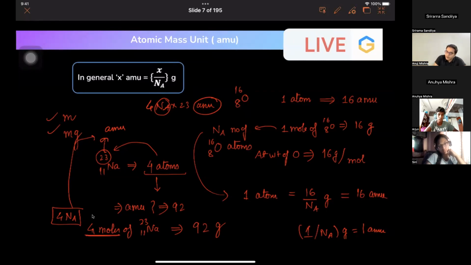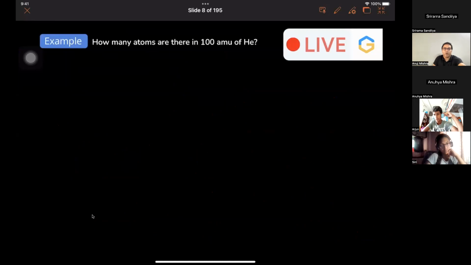And 1 AMU is how many grams? Look at this relation, right hand side. 1 AMU is 1 by Na gram, or 1 gram is Na AMU, isn't it? So we can directly get the answer based on this. Is that clear? I hope this whole thing is clear to you, right? Yes, sir. Wonderful. So if this part is clear, I can go to the next question and please try to answer this question.